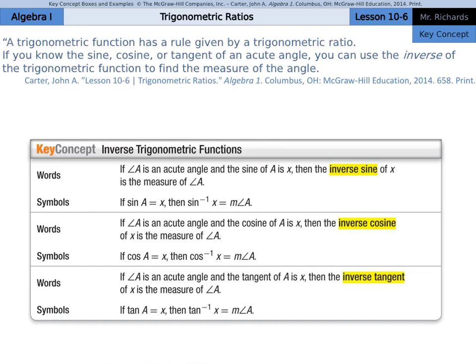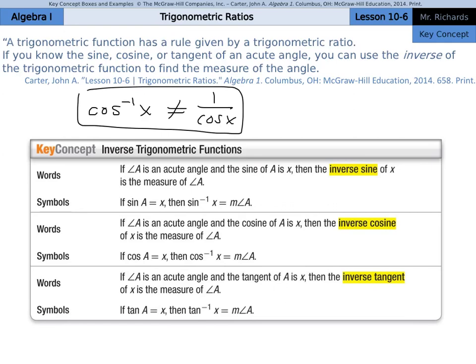Now, one thing to note before we get started here with this notation is something like the cosine to the negative 1 of x, which is the inverse cosine. This does not equal the negative exponent, 1 over the cosine of x, or sine, or tangent, just to make sure that we have that clear. Now, if angle A is an acute angle and the sine of A is x, then the inverse sine of x is the measure of angle A. Same thing for cosine, same thing for tangent.